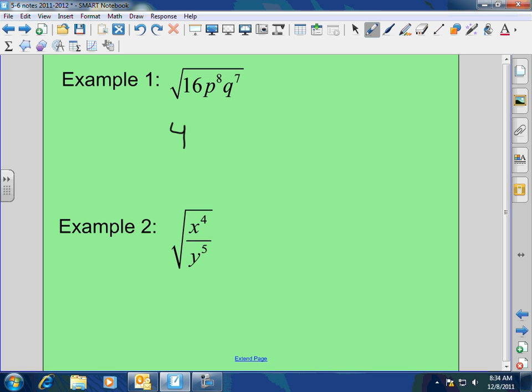Square root of p to the 8th, well, what is 8 divided by 2? That's 4. It goes in 4 whole times, so that's p to the 4th. And q to the 7th, okay, 7 divided by 2, you're going to get 3 sets of 2 q's, and you're going to have left over square root of 1q. Okay, so hopefully that makes sense to you guys. Let us continue.